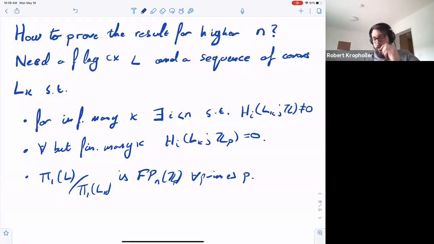So in the example of FP_2, I managed to get lucky and I could use finite index subgroups. So this last condition became trivial. And I also got lucky in that we know what the first homology of congruence subgroups is. So somehow this is all about trying to find covers where you understand the homology, and it's a sequence of finite abelian groups that you really have good control over. And we just don't know how to do that in general.